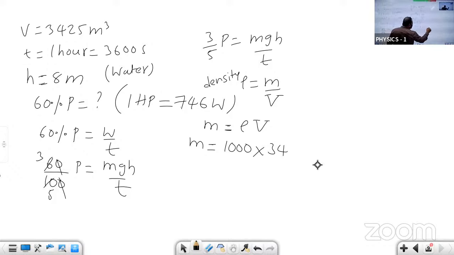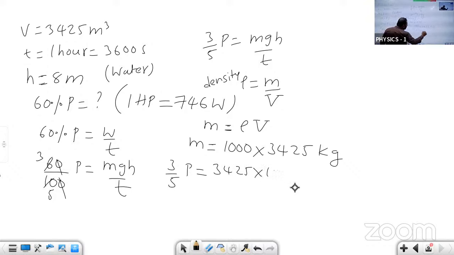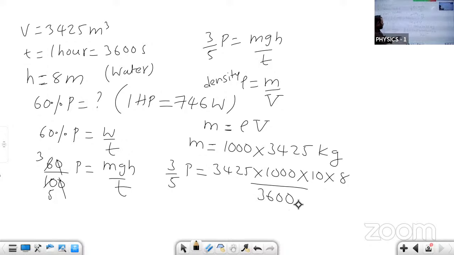Volume 3425, already they gave. So m equals 1000 into 3425, 3425 into 1000. This is the mass term. The g value, obviously, is 10. Height, depth, 8. Time, 3600. From this, we need to find P. The two zeros cancel.